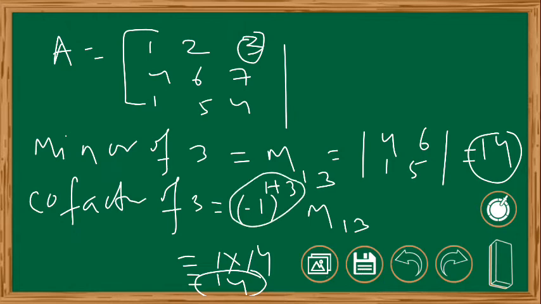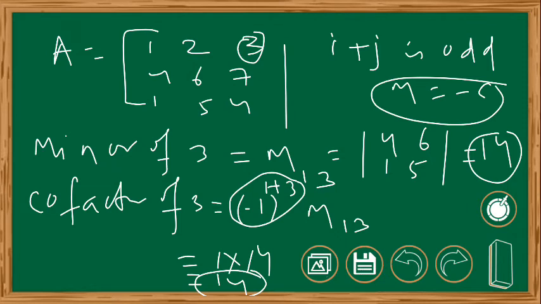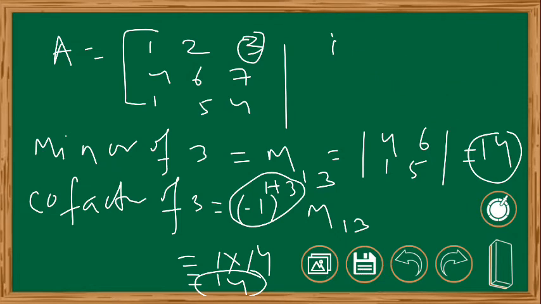If the row and column addition is even, then it will be the same. If the row and column addition is odd, then it will be different. It all depends upon i plus j. So let me chalk it out. If i plus j is even, then minor equals cofactor, and if i plus j is odd, then minor will be equal to the negative of the cofactor. Is that clear? So this is what we had to discuss today, minor and cofactor.